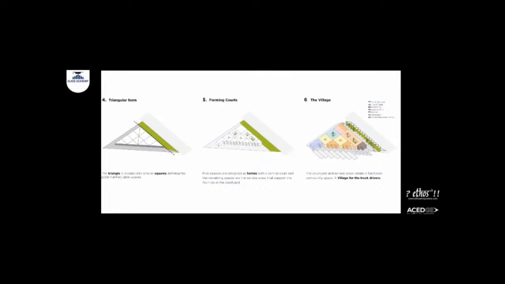So the number 4 is the triangle site. Then we divided these triangles into smaller squares. Some are big and some are small. The bigger squares were converted into activities, and the smaller squares were then converted into service facilities. And in the fifth image, we can see how the courtyards form. The bigger courtyards are for public activities. The smaller courtyard is for the private activities.